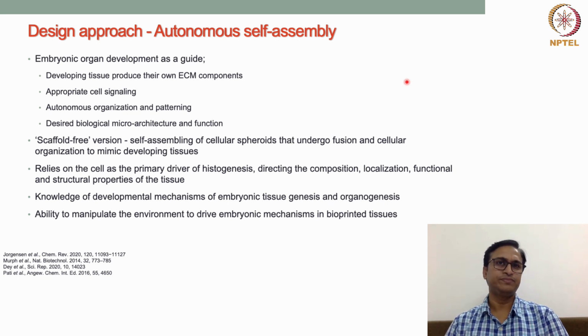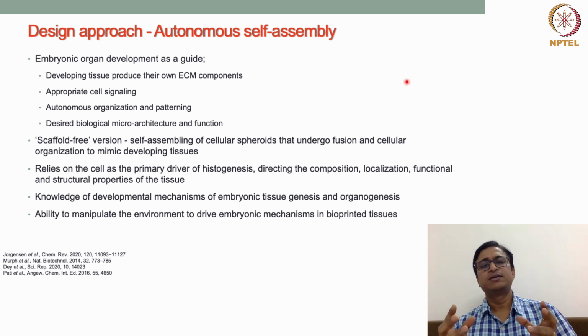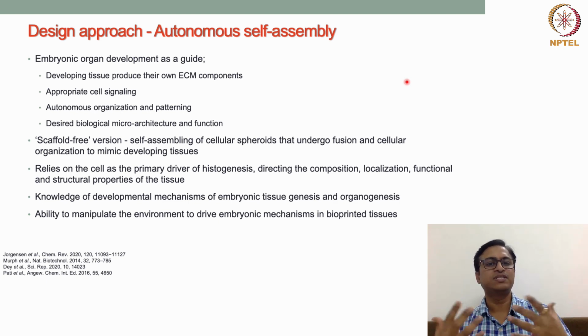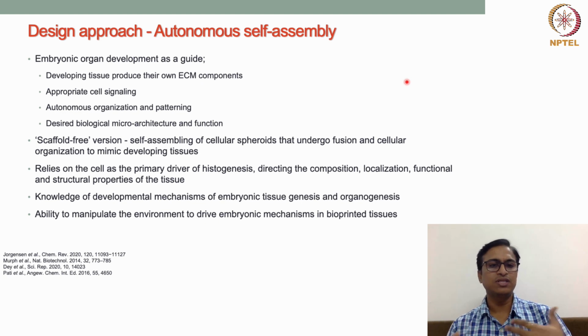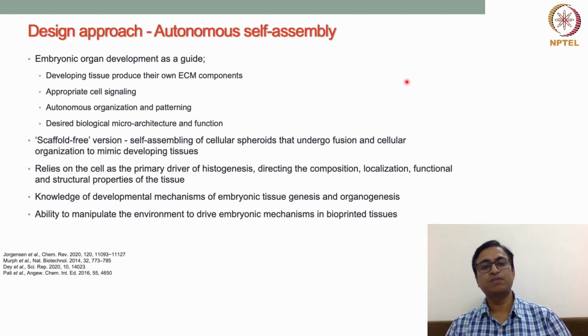Like if you see at the very early stage, there is only a fertilized egg. From there a few cells develop, the cell number keeps on increasing, and then they mature, differentiate, and organize. All these different things happen. The developing tissue also produces its own extracellular matrix components, because the early cells present in that particular tissue produce their own extracellular matrix component, and that is very helpful for that tissue's development.